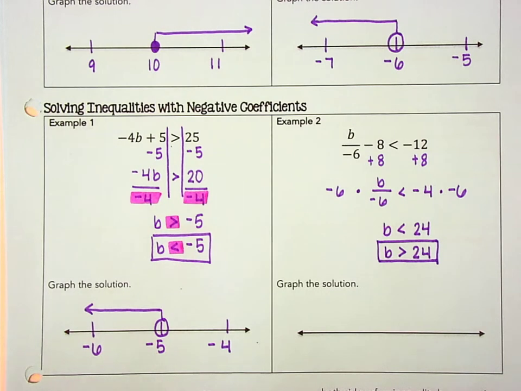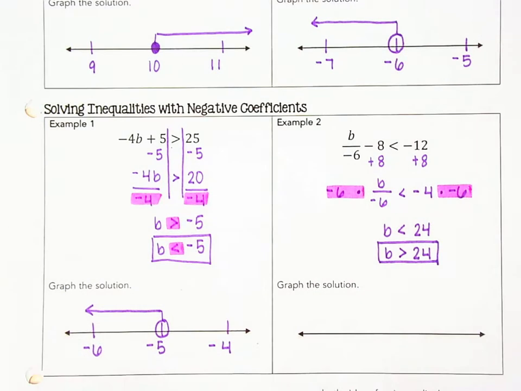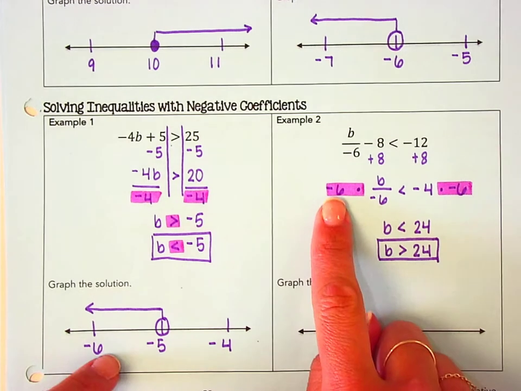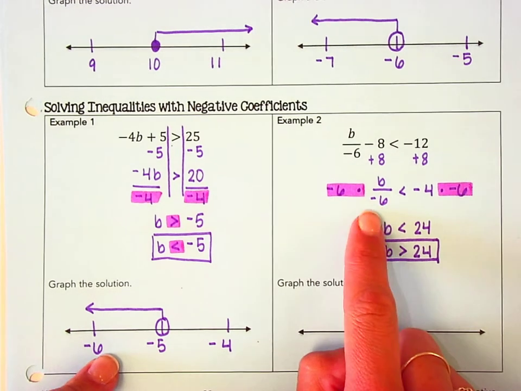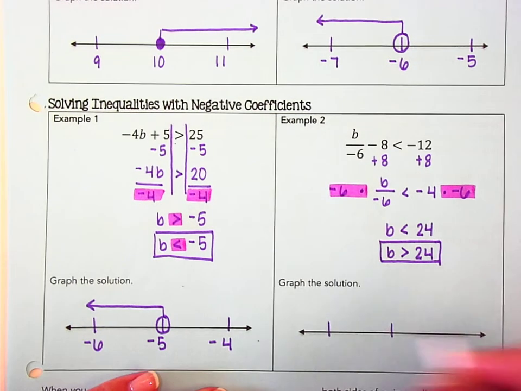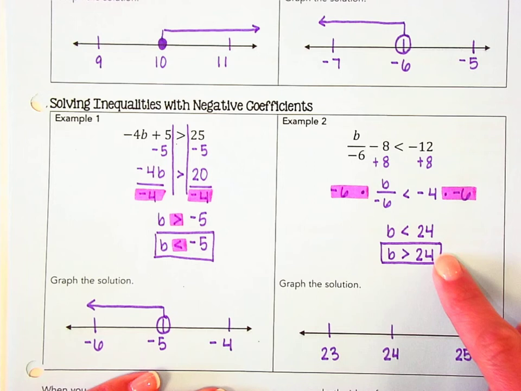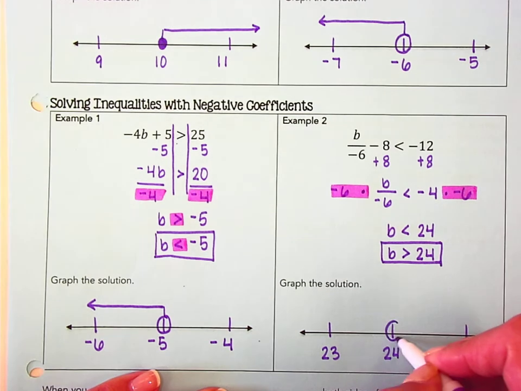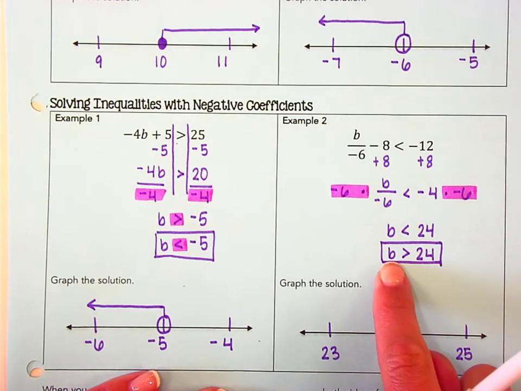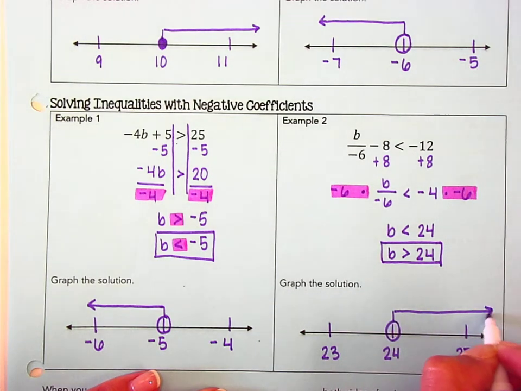When we look at why this happened, we multiplied both sides of this inequality by a negative number, causing us to need to flip that sign. Again, this is asking us to do the opposite when we deal with a negative value. Again, we're going to graph our solution the same way. 24, 23, and 25. And because 24 is not included as a possible value, I'll use an open circle. And to show that all values of b must be greater than 24, we are going to draw an arrow to the right.